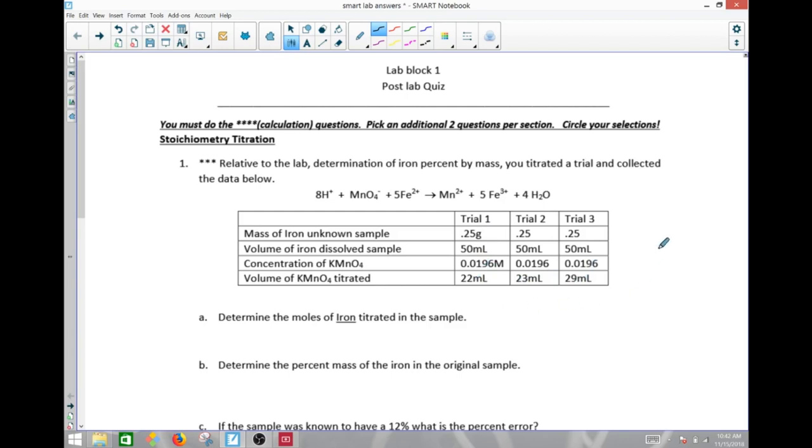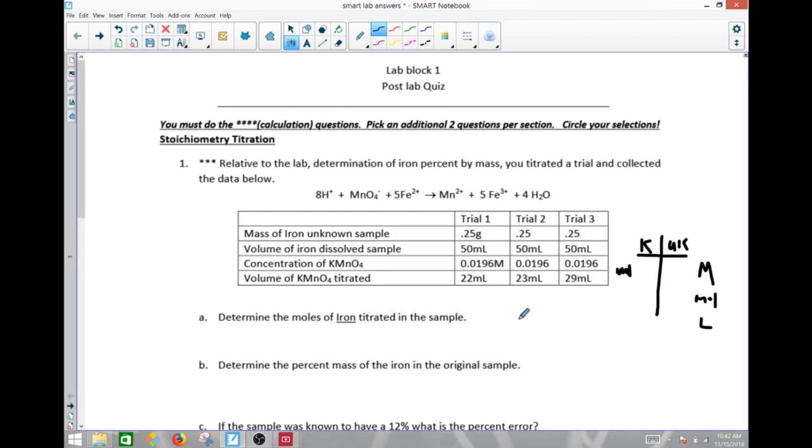I'm going to set up a little table here, which is going to be like this. This is not required, but we do this sometimes. Known, unknown. Then we have molarity, moles, and liters. So it says here, determine the moles of iron in the sample.